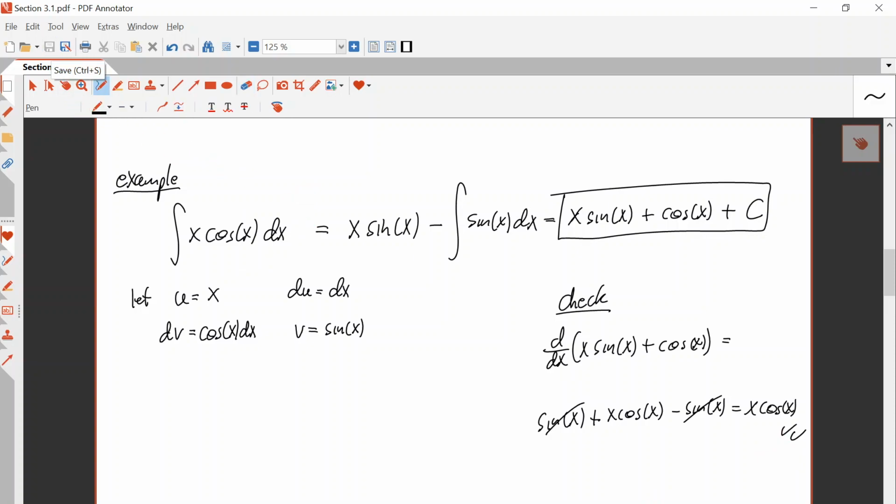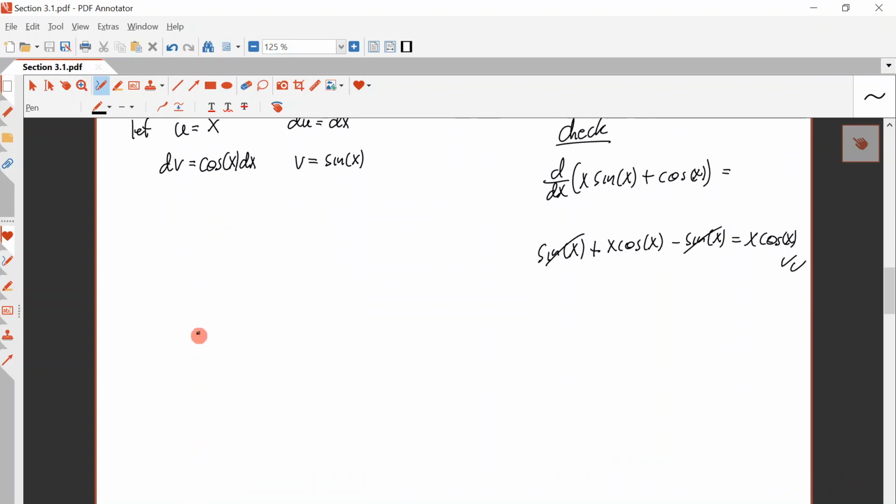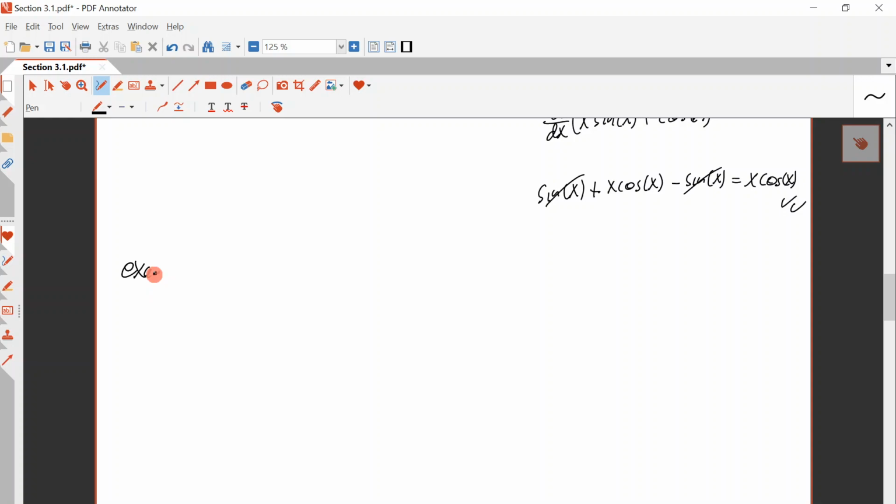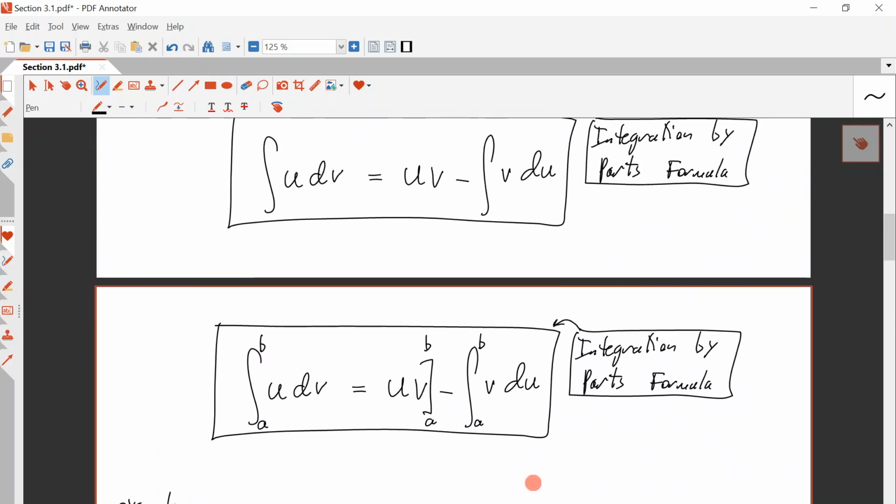Okay? Let's take another example. Let's do the antiderivative of x squared e to the minus x dx. And here I'm going to let u equal the polynomial x squared, and I'm going to let dv be e to the minus x dx. Once you find u and dv, we're going to be applying this integration by parts formula. Where is it? Right here.